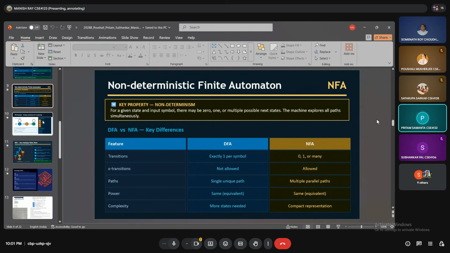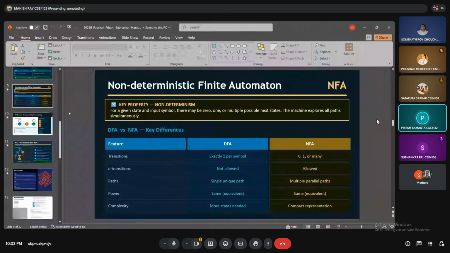Transition state. In deterministic finite automata, only one state is there. In non-deterministic finite automata, 0, 1 or multiple states are there. Epsilon transition is not allowed in deterministic finite automata. In non-deterministic finite automata, it is allowed. Paths: in deterministic finite automata, a single unique path. In non-deterministic finite automata, multiple parallel paths.